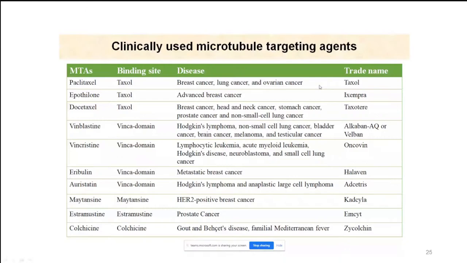But if you look at vinblastine, it is used for lymphoma, leukemia, melanoma, brain cancer. Why? If both of them are targeting microtubules, why is one kind of drug used for one kind of cancer? We don't know the answer. And also, all of these drugs are highly toxic. They attack non-cancerous cells as well as the cancerous cells. But the cancerous cells are dividing cells, so they get attacked by the drugs much more than the non-cancerous cells.